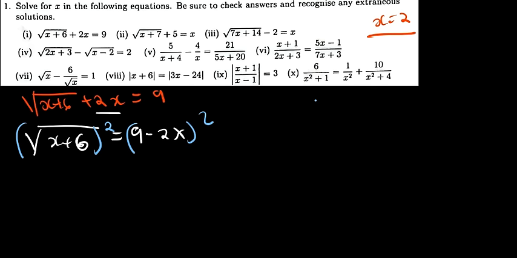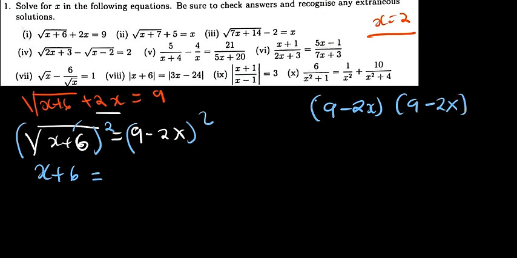So the square and the square root will cancel out, and I'll remain with x plus 6 is equal to 9 minus 2x all squared. Now here I'm going to say 9 minus 2x times 9 minus 2x, so you have 2 of these. So you start now. 9 times 9 is 81. 9 times negative 2x, that should be negative 18x. The negative 2x times 9, again negative 18x. The negative 2 times negative 2 is going to give us positive 4x squared.